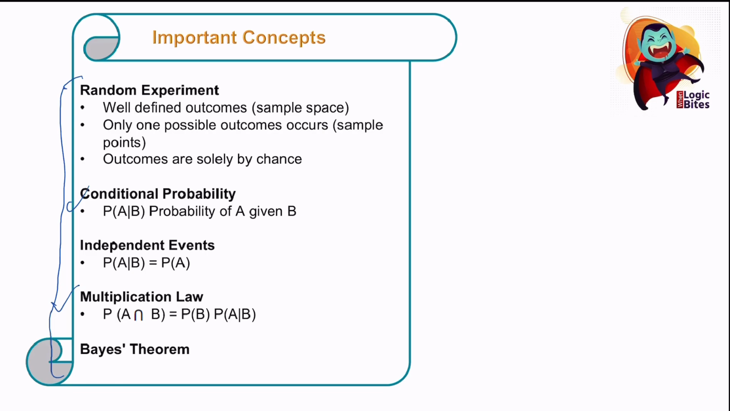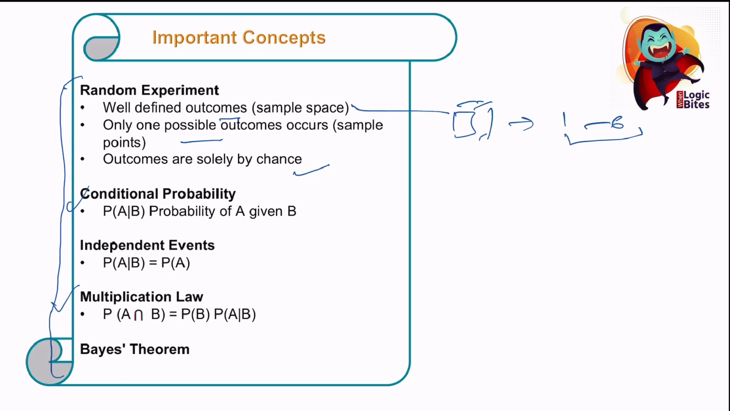So, random experiment. When the outcomes are well defined, that experiment is called a random experiment. When we observe the outcome of that particular experiment, there is only one possible outcome, and outcomes are solely by chance. We can again take the example of rolling a die. The possible outcomes are well defined because the outcome can be any number from 1 to 6. Therefore, outcomes are well defined.